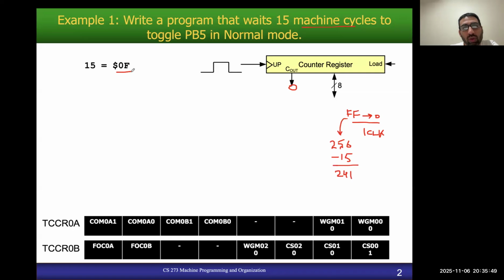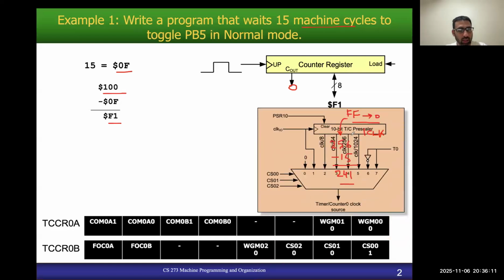So 15 is equal to 0F, and 256 is 100 in hexadecimal. When you subtract, you will get the value F1, which I expect is equal to 241. So you need to initialize this register with 241 or 0xF1.